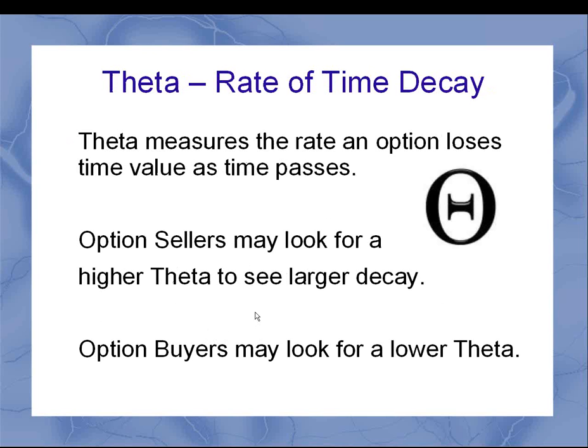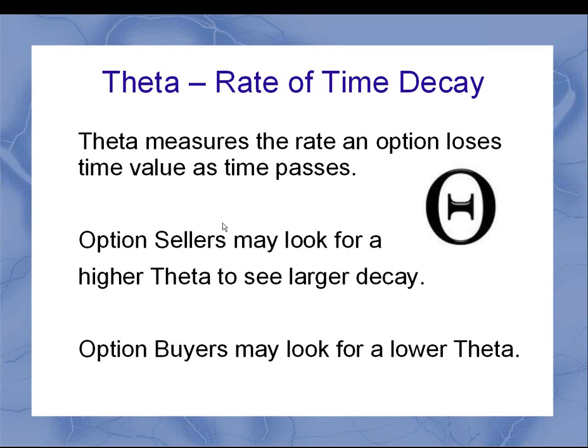I wanted to do gamma second, even though it's not really considered one of the first tier Greeks, just because it's related directly to delta. It's the delta of the delta. Now theta measures our rate of time decay. It's the rate that we'd expect the option to lose time value as time passes.